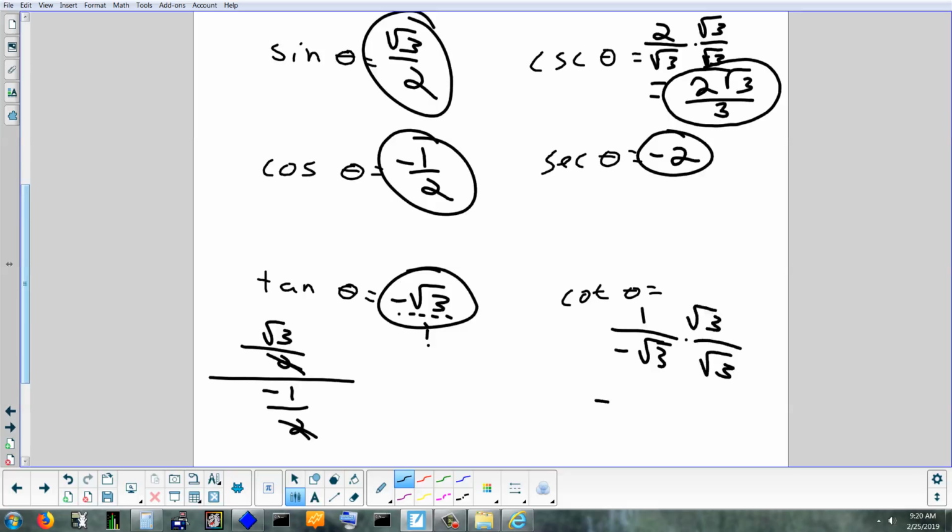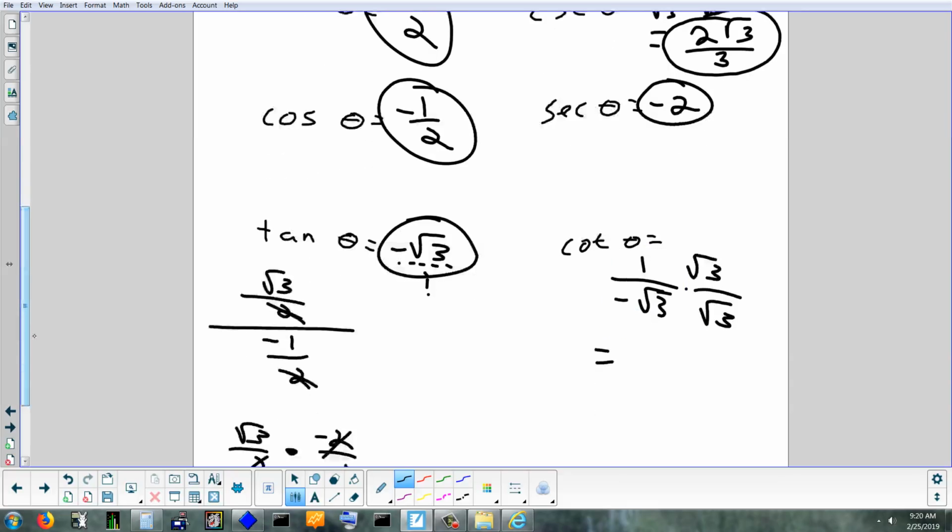Same thing we did up when we did the cosecant. Wait, those don't have to be negative? No, they don't have to be negative. Because it's okay to leave a negative in the bottom of a fraction. That's not a problem. Okay. Just leaving a square root is a problem.